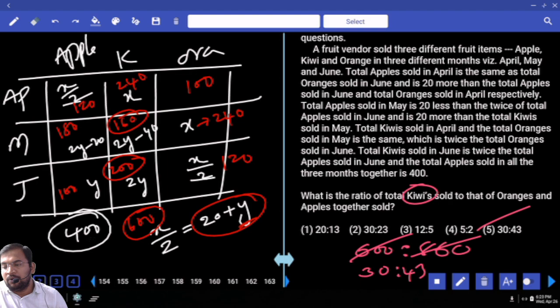Kiwis to oranges plus apples together. All of you clear, Nana? Shall I go for the next question?